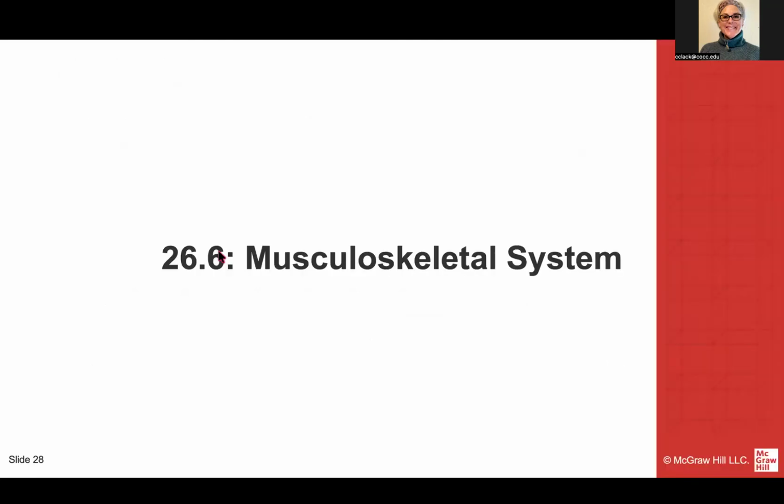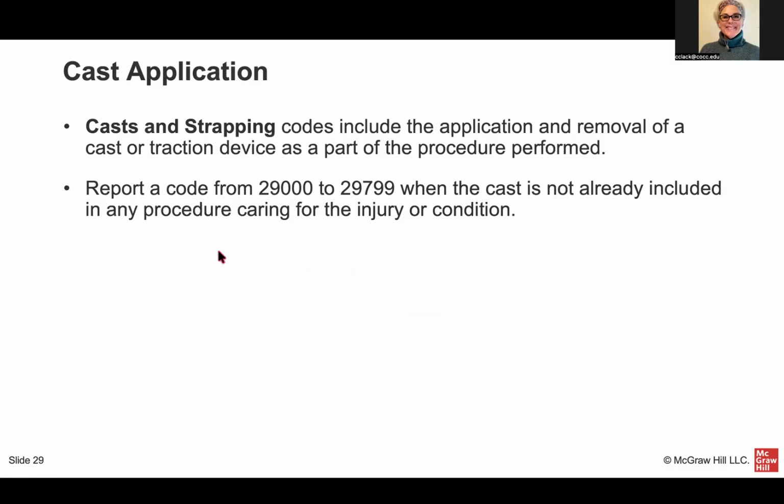All right, now we're going to head into the musculoskeletal system. Cast application and strapping is a concept that can really throw coders for a loop. Many procedure codes for treating injuries already include casting or strapping as part of the procedure. So you're not going to automatically add a cast application code on top of a fracture treatment code because it's already in there.